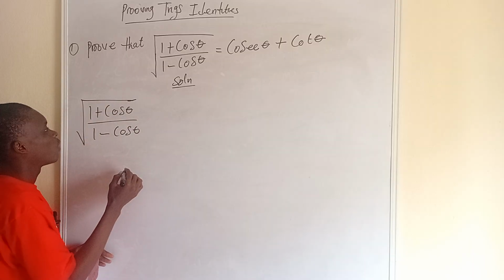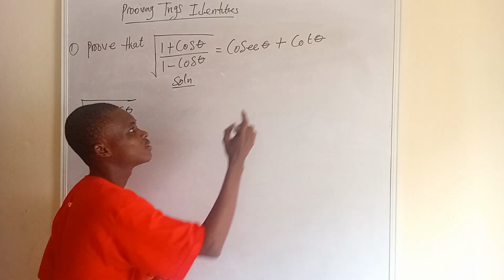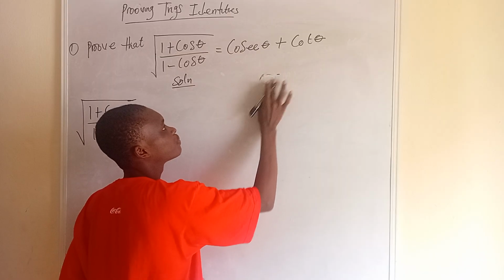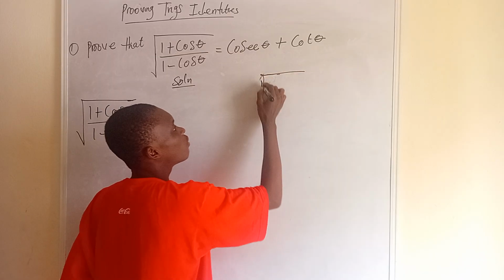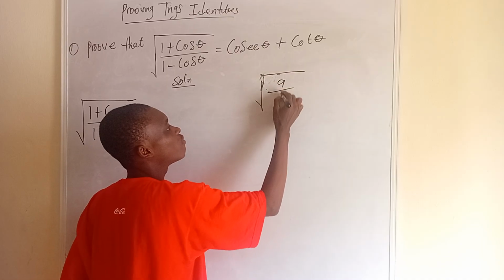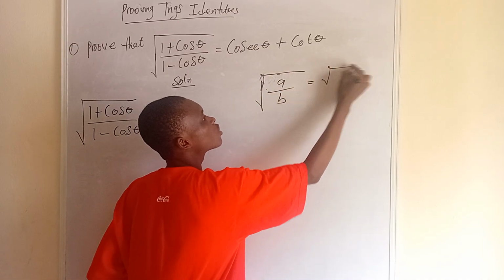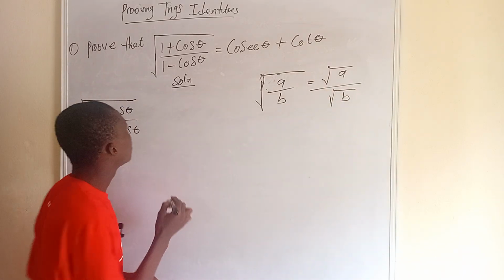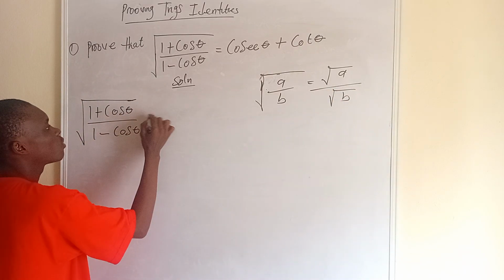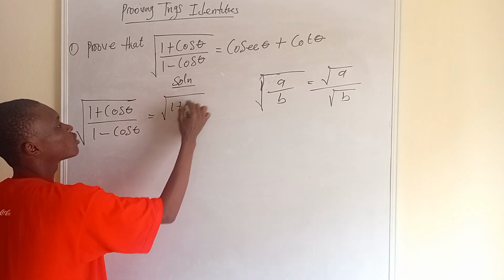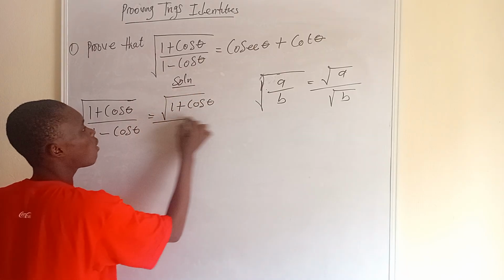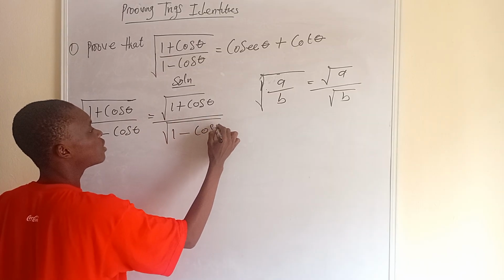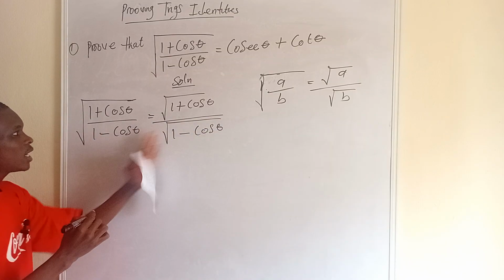Now, do you remember this property from surds? That if we have the square root of a all over b, this equals the square root of a all over the square root of b. Alright, so let's work this out. This equals the square root of (1 plus cos theta) all over the square root of (1 minus cos theta).